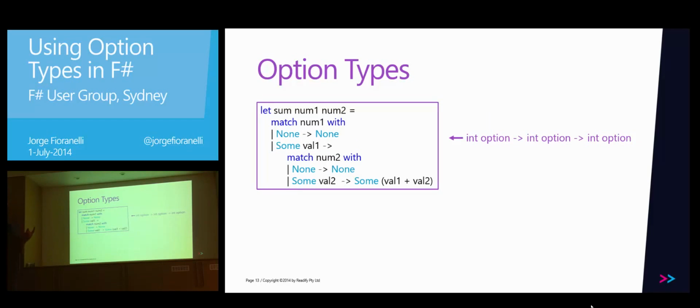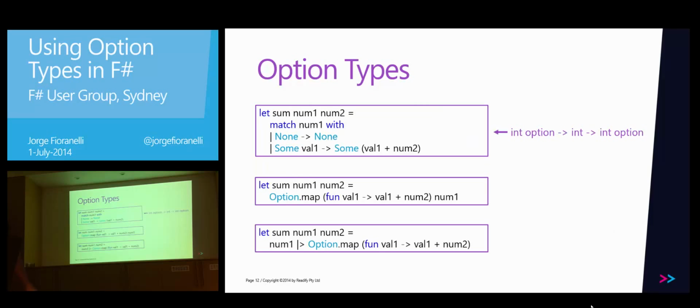Question just back on that. Would there be a way that you could use the pipeline operator to pass in the lambda expression to option.map? No, because this only works for the last argument.